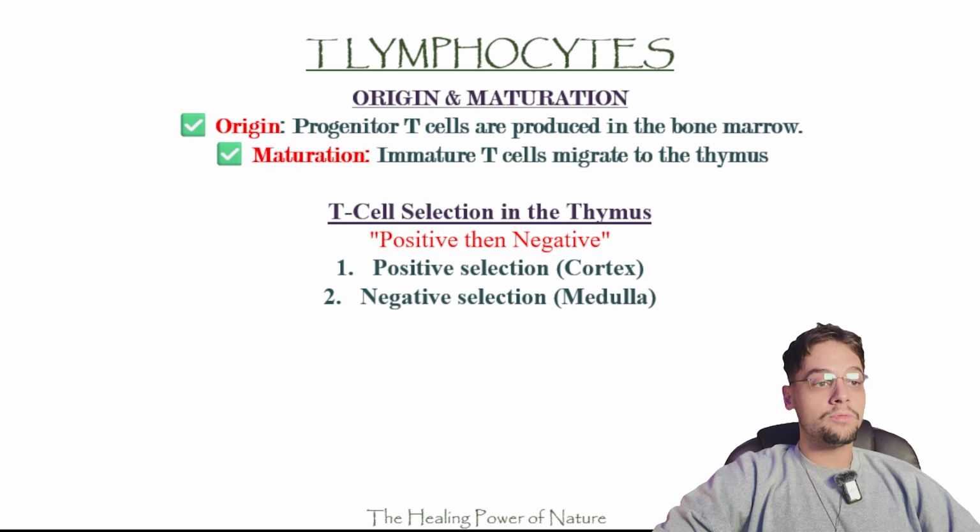This prevents autoimmunity. If there's failure in negative selection, autoimmune diseases will arise. For example, if there's an AIRE gene mutation, autoimmune polyendocrine syndrome 1, or APS1, can occur.